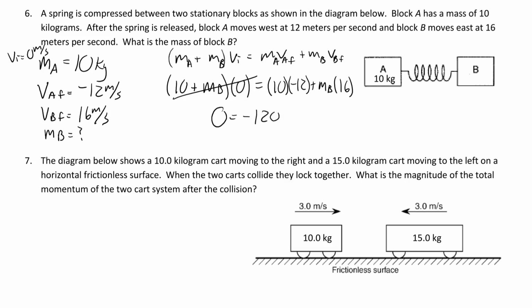Sometimes they'll just write the negative 120 on the left side of the equation, but you'll see why that's wrong right now. So this is 16 MB. What you want to do is add 120 to both sides, right? So this becomes positive 120 over here is equal to 16 MB, and you get a positive number for the mass, which is a good thing because mass should be positive. So the mass of B is 7.5 kilograms.